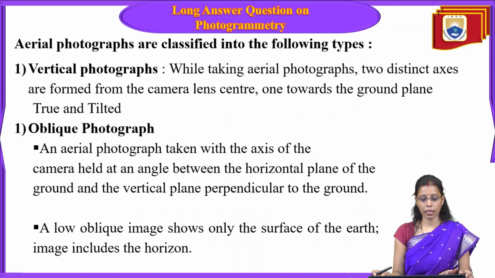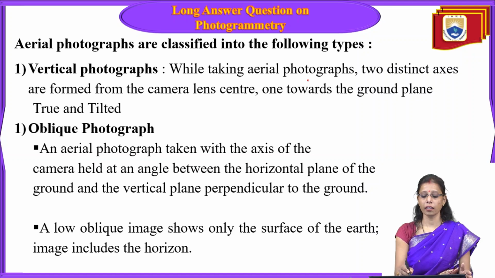Now, aerial photographs are classified into the following types. What are the classifications of aerial photographs? Photographs are classified into two types: one is the vertical photograph, and the other is the oblique photograph. So what is a vertical photograph?